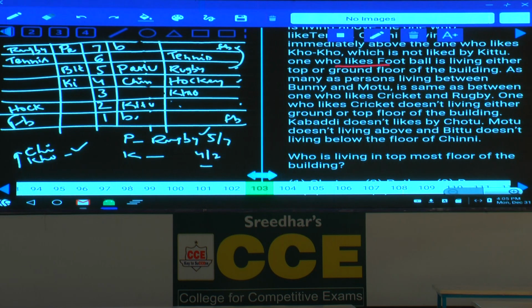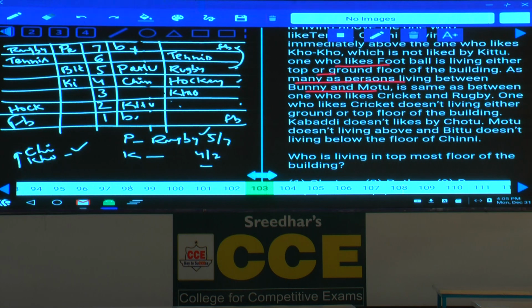One who likes football is living either on the ground, and as many persons living between Bunny and Motu. Between Bunny and Motu, how many persons are there? Now sir, if Bunny and Motu are in these two places, if you take Bunny on the 7th floor, Bunny and Motu here, then in between cricket and the other game, rugby, there must be no game, but it is not possible. Hence Bunny and Motu cannot be here.